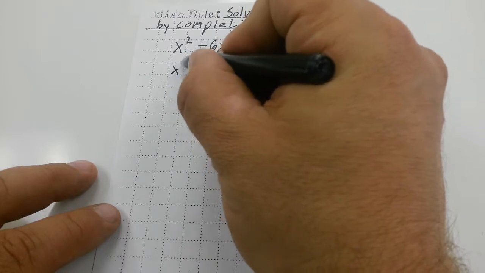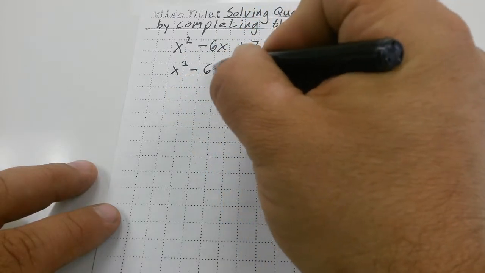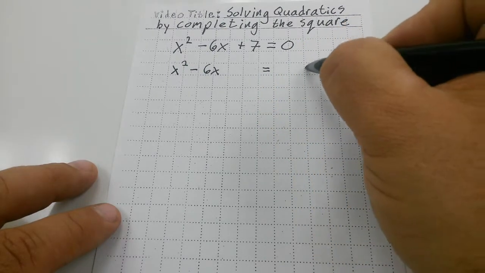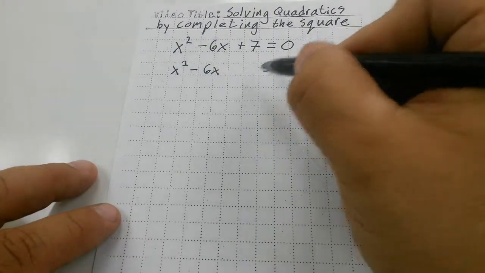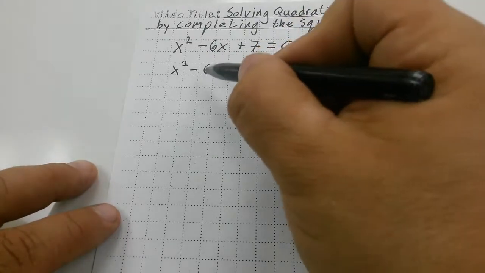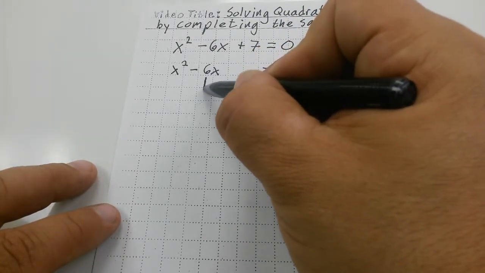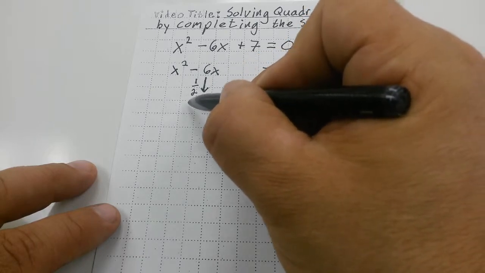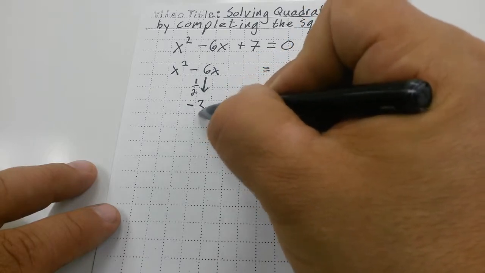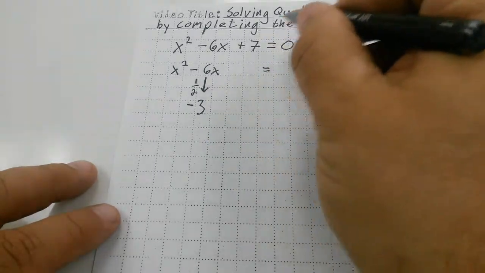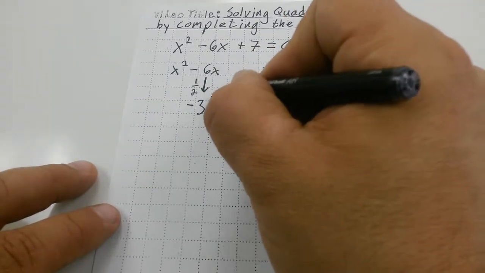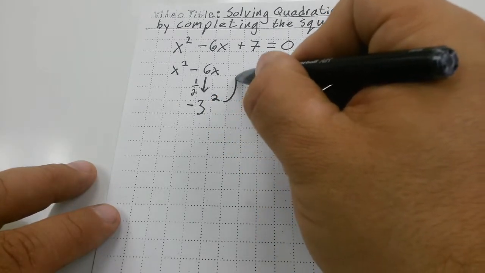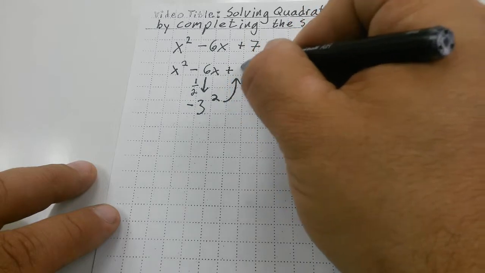So that's going to give me x squared minus 6x. I want to leave a big space, that's going to be convenient, equals negative 7, because I subtracted 7 from both sides. Now, the complete the square process says I have to take half of that middle term. So half of negative 6 is negative 3. Now, because it's completing the square, I need to square that. Now, negative 3 squared is going to give me a positive 9.